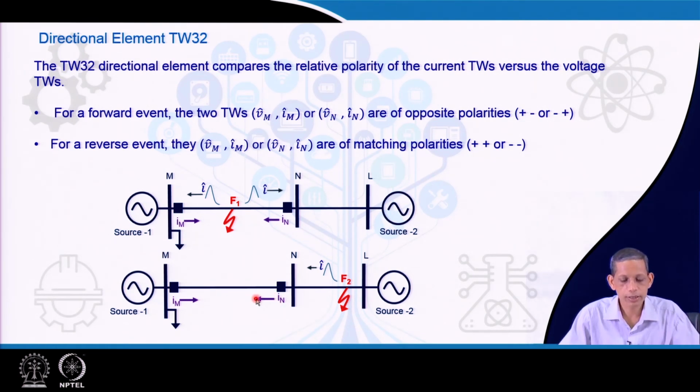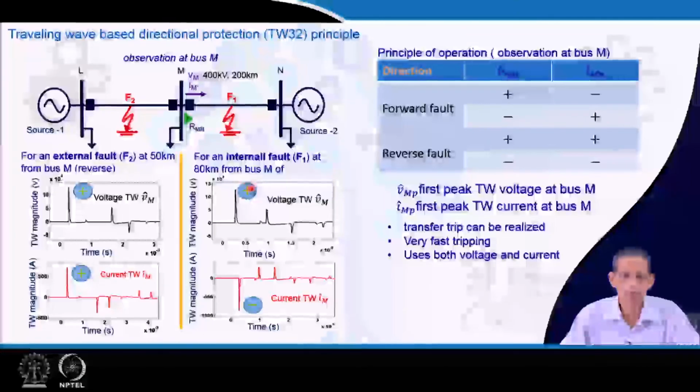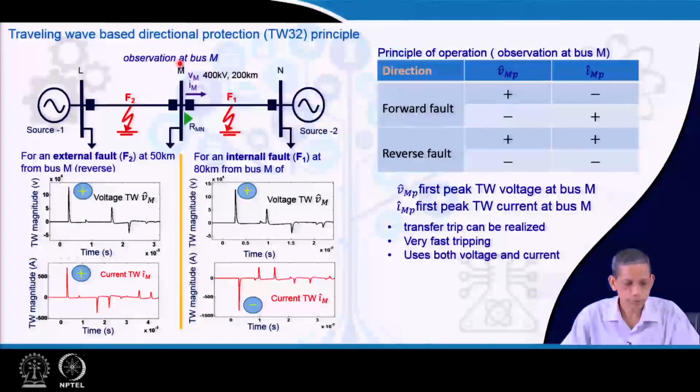So, that is the result. You can say that our conclusion is that for a forward event, the polarity of voltage and current will be opposite, and for a reverse event, it will be both positive or both negative. Let us see how we can see this through examples.